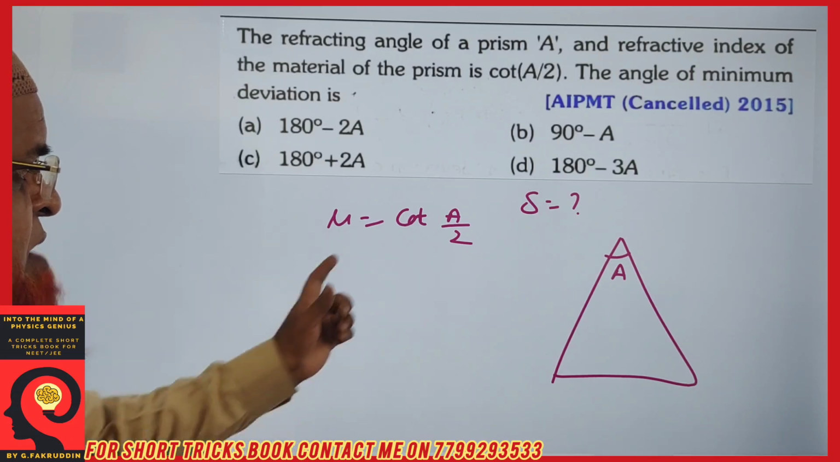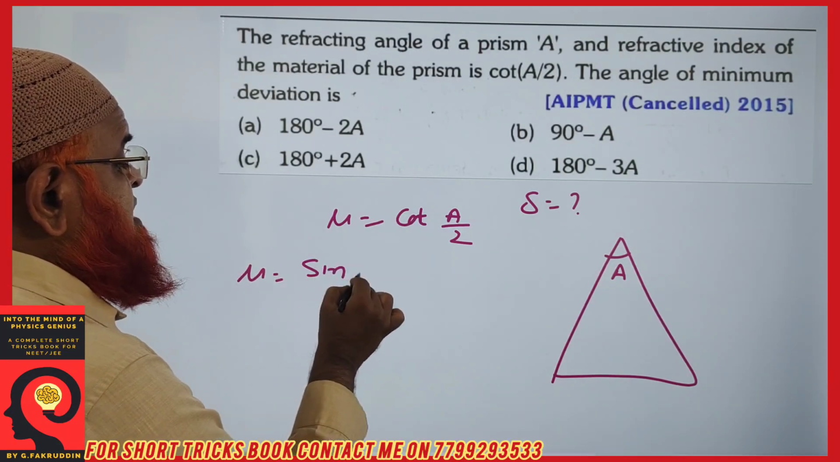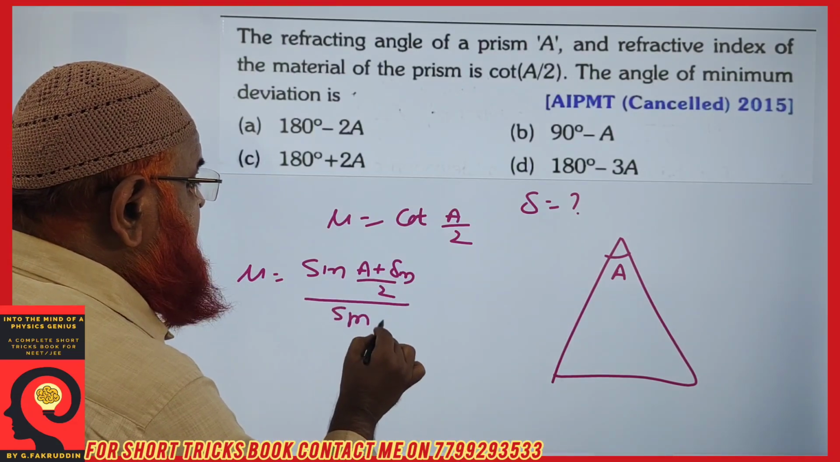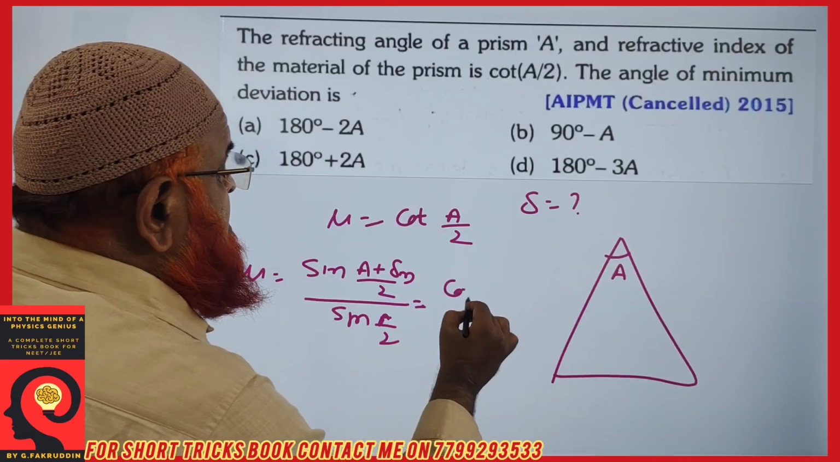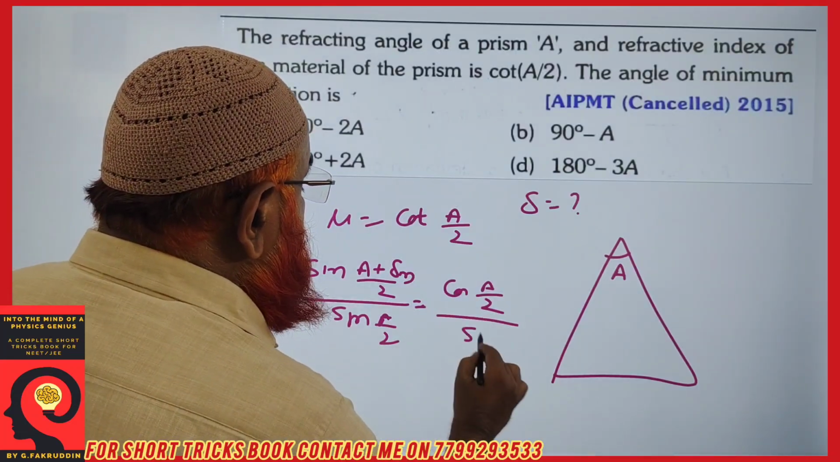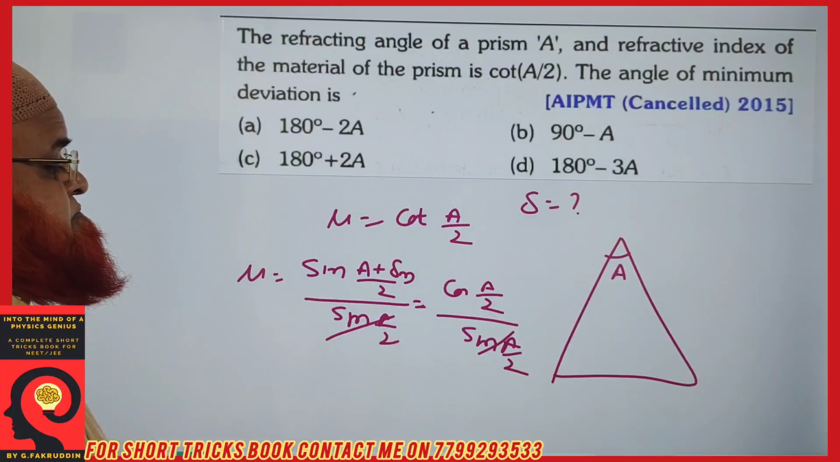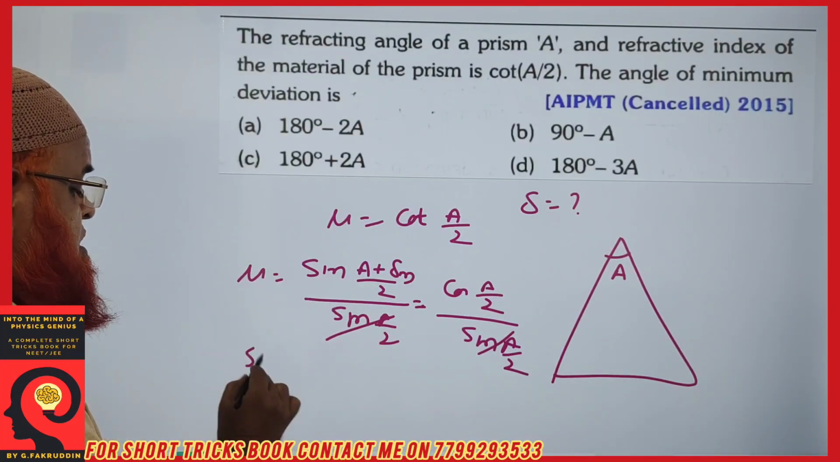What does it mean actually? Mu is equal to cot A by 2. What is the formula for mu in the prism? Mu is equal to sin of (A plus delta M) by 2 over sin A by 2, which is equal to cot A by 2. Cot A by 2 means cos A by 2 over sin A by 2. So these two get cancelled. What are we going to get now?